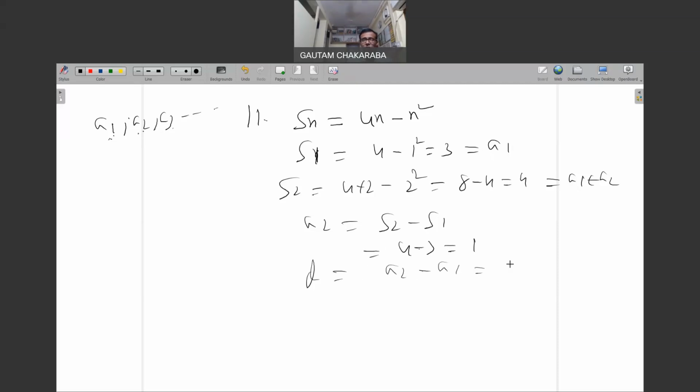Now find the common difference. A2 minus A1, 1 minus 3, minus 2. Now find the required terms: third term, 10th term, nth term. You can apply the identities. 10th term means A plus 9d. Put the value of A and d. Nth term means A plus n minus 1 into d. Now put the value of A and d, and you get the answer in terms of n.